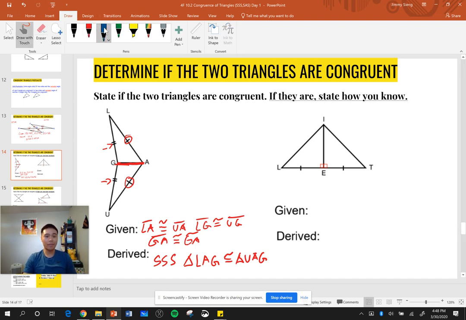And that's all you got to do. You just got to label what you have and then interpret what you have into the postulates or the rules that we set, right? To prove that those two triangles are congruent to each other.